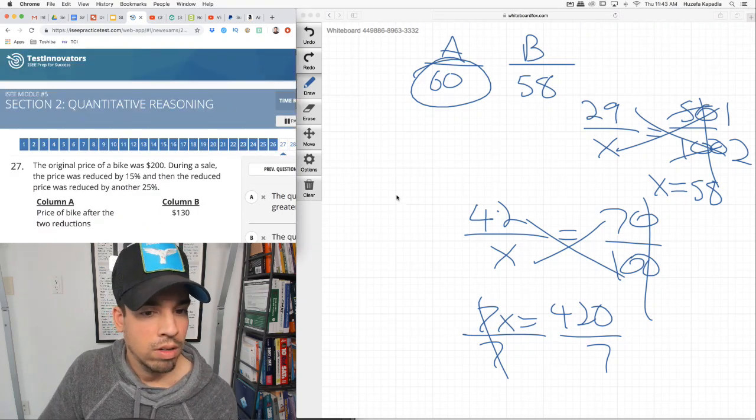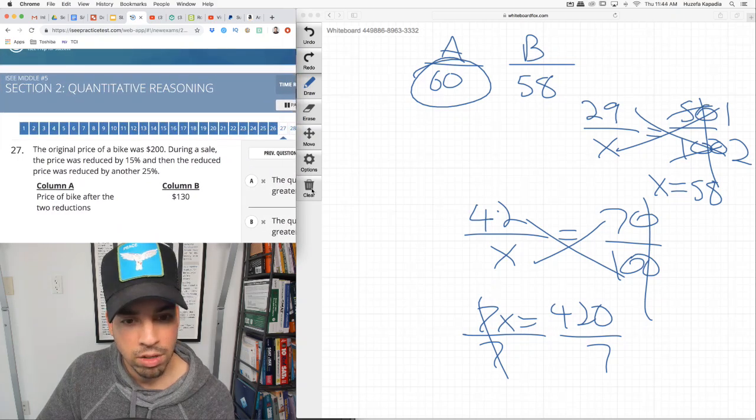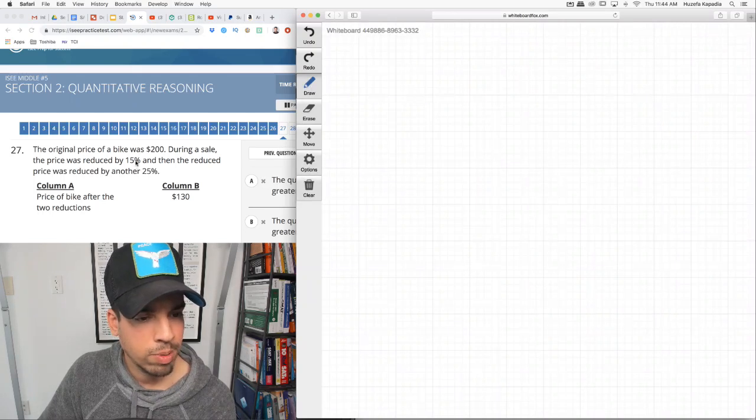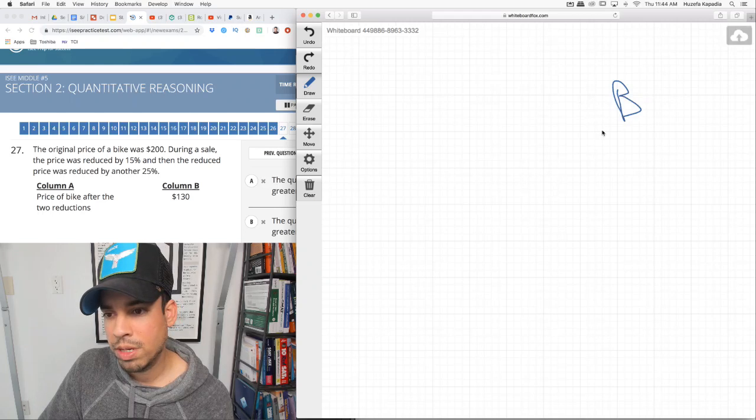Okay. The original price of a bike was $200. During a sale, the price was reduced by 15%, then again by 25%. Okay. So B is 130.